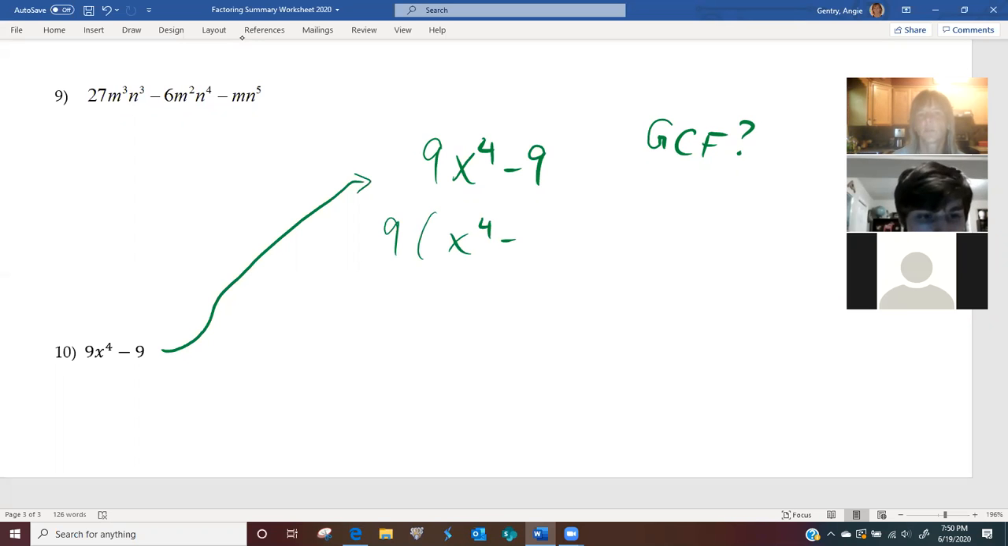9 times x to the 4th? Yes. 9 times what is negative 9? 1. And then you say, well, what is this? Is it a difference? Yes. Something squared? Yes. And then something squared. And this is a little bit weird for people, but 1 squared is 1, right? And then you say, okay, now I'm going to bring that 9 down, because I always bring that greatest common factor down with it. And then I'm going to factor this into a difference of squares, which is a plus b times a minus b. And then you say, am I done?